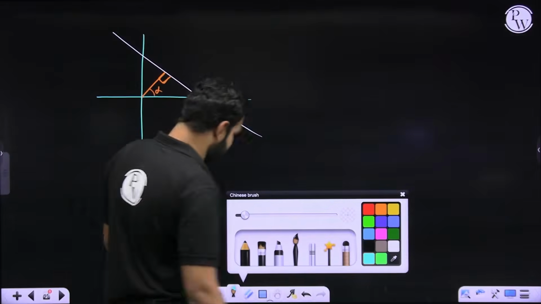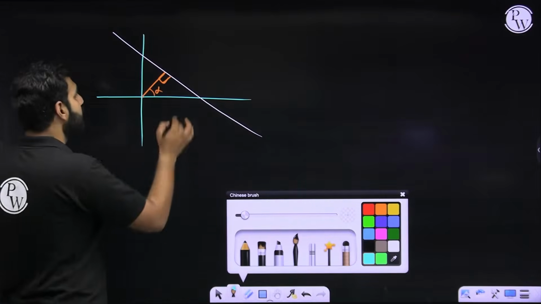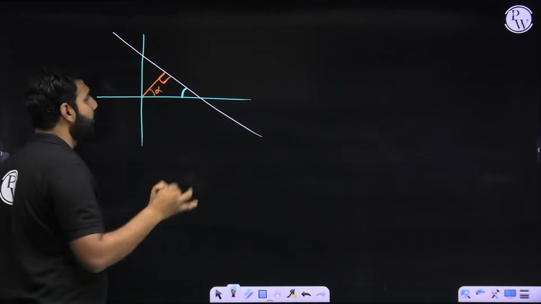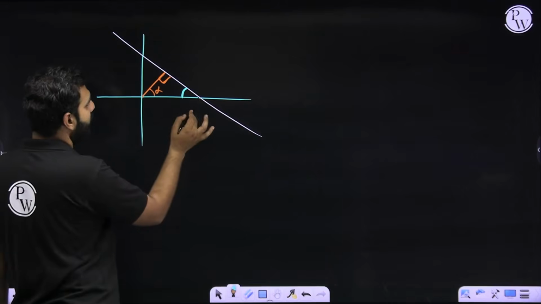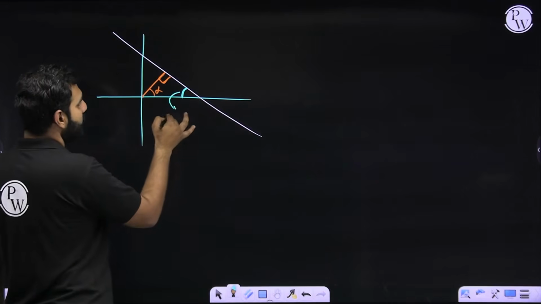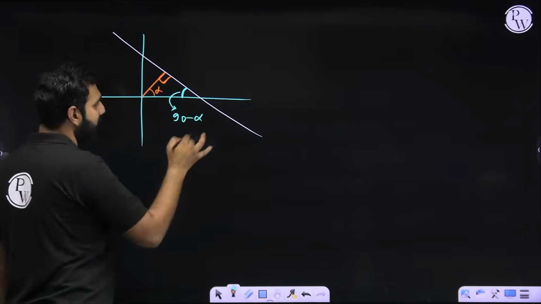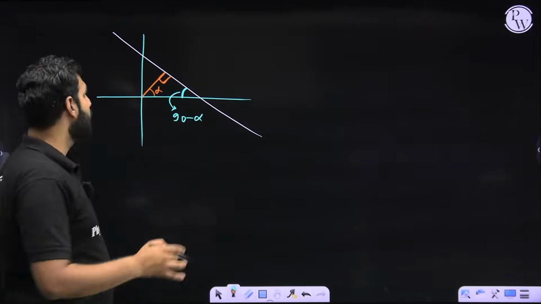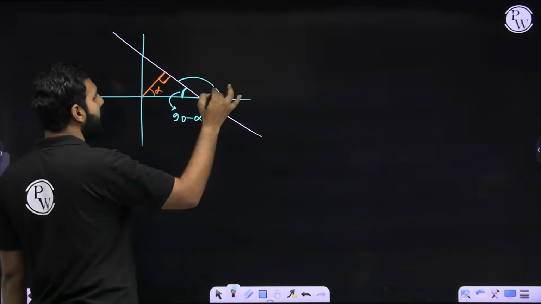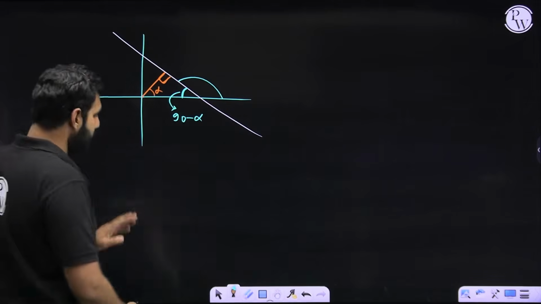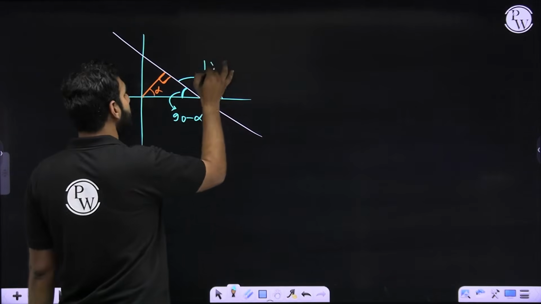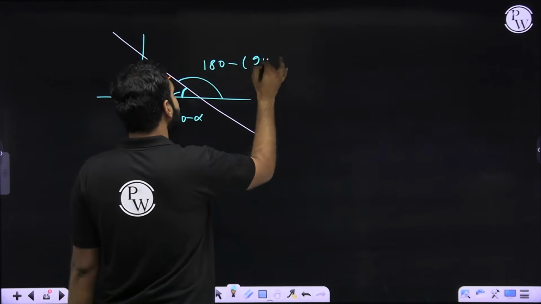Now if this is alpha, can you help me with this particular angle? I hope I need not tell you that this triangle is a right angle triangle: this is alpha, this is 90, so this will be 90 minus alpha. I hope there is no doubt on that. Now this angle over here will be the complementary of this angle. Do you all agree? So this angle here will be nothing but 180 minus (90 minus alpha).